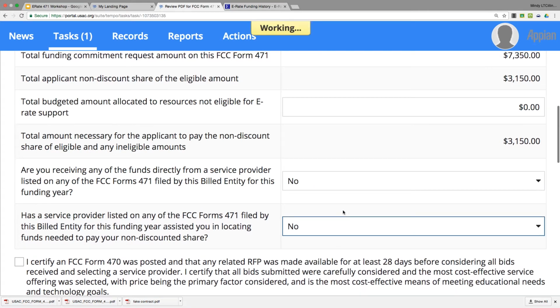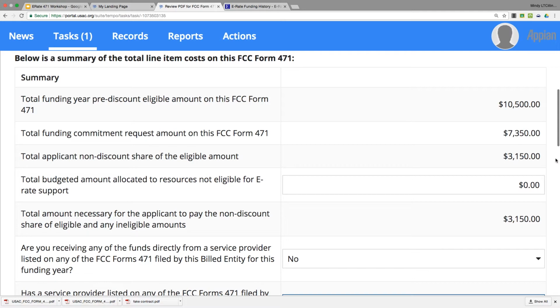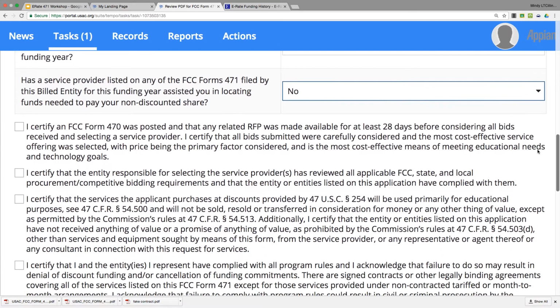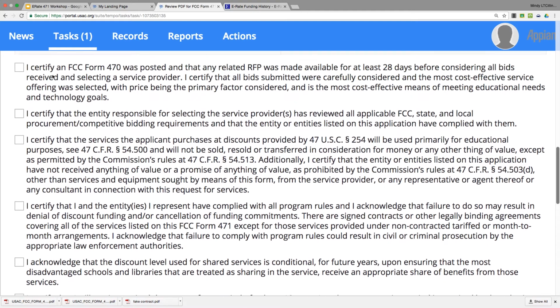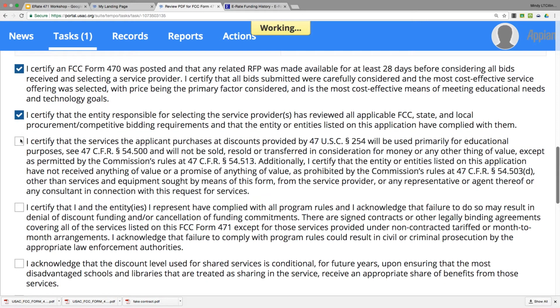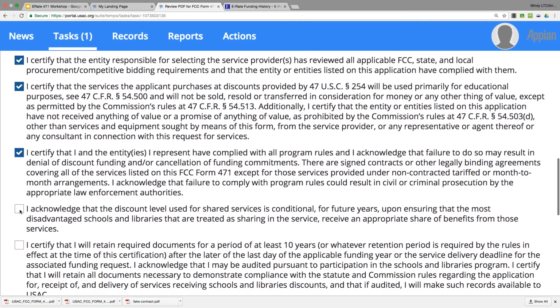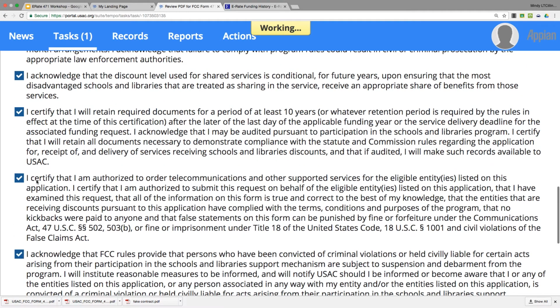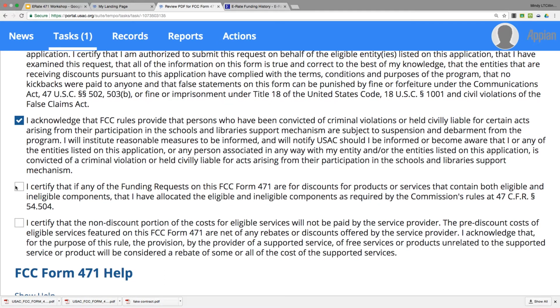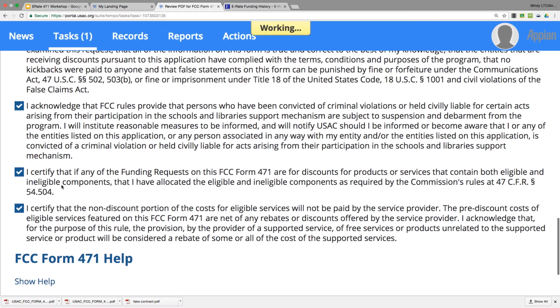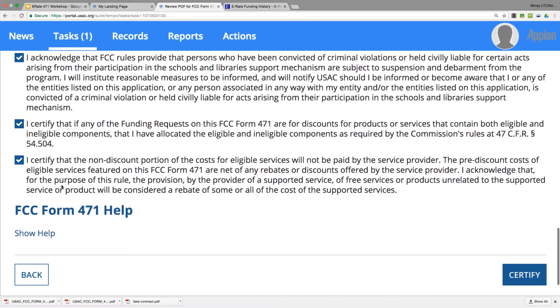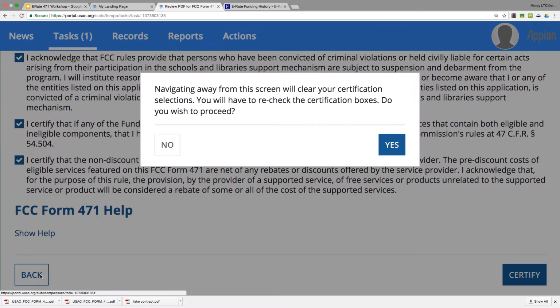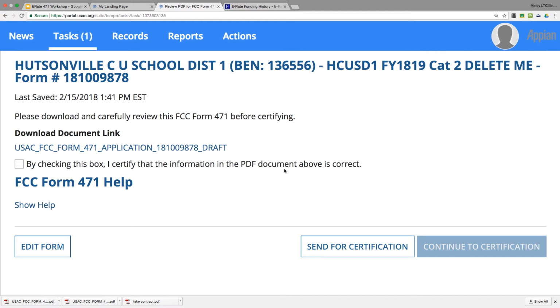Please do make a note that this right here is how much the district will be paying, so it does have the applicant share spelled out for you. And all of these other boxes basically say, I will keep stuff for 28 days, or I will not do bids until 28 days. I will keep stuff for 10 years. I will follow all the laws. I am not a criminal. And if anybody wins the lottery, they will no longer be on free and reduced lunch. And I realize that will change things. So you're going to click certify there. I am not, because I do not certify on behalf of Hudsonville. It's just my example.